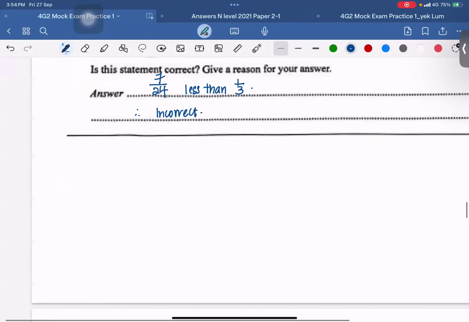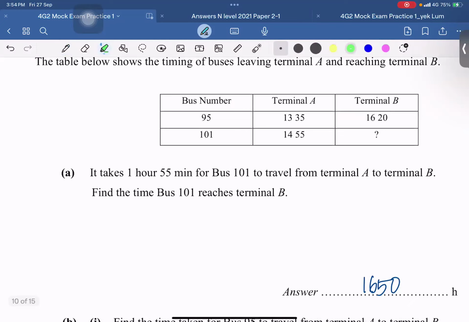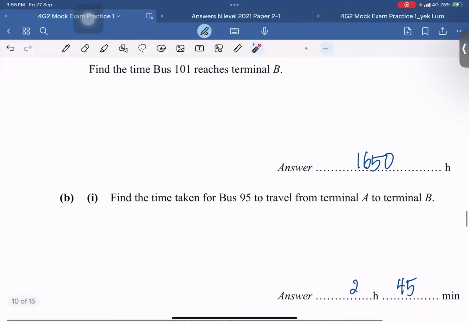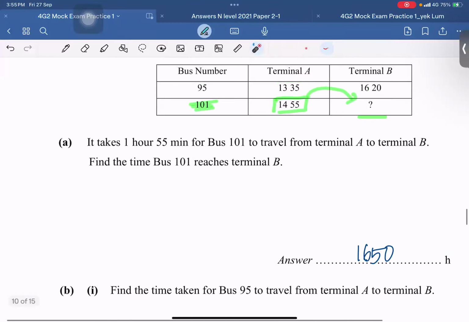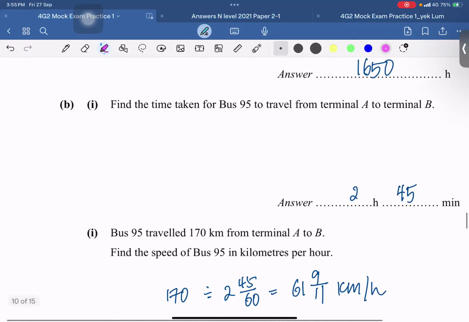Next one. Reading this table, I'm quite surprised some of you don't really know how to read the table very well. For bus number 109, it started at the terminal, and then it traveled 1 hour 55 minutes. So it's not a top-down relationship, it's per row. Find the time taken for bus B to travel from terminal A to B. Bus 95 will be this one. So you take terminal A and B, these 2 timings, and you should get this.